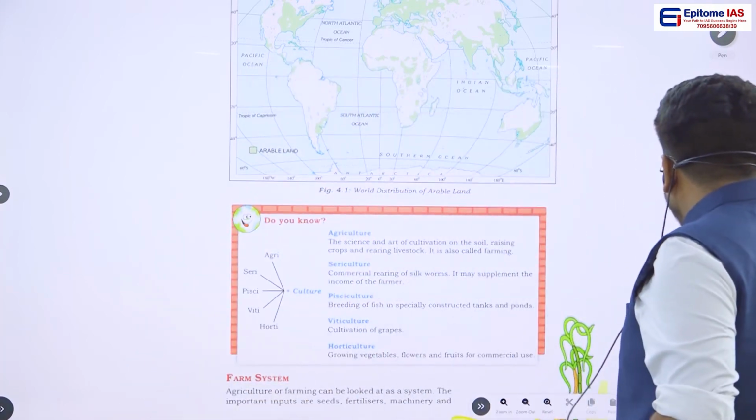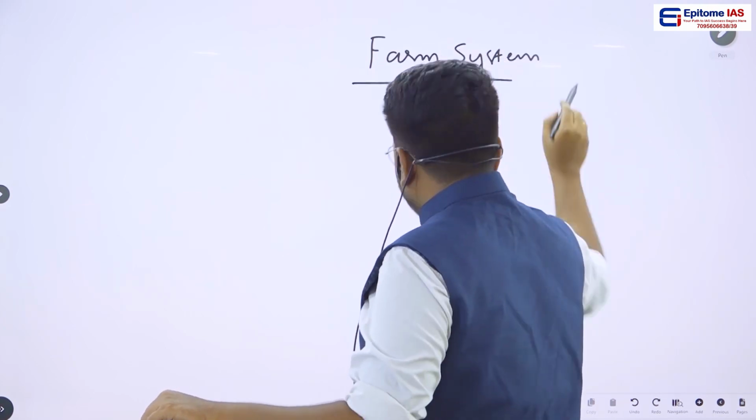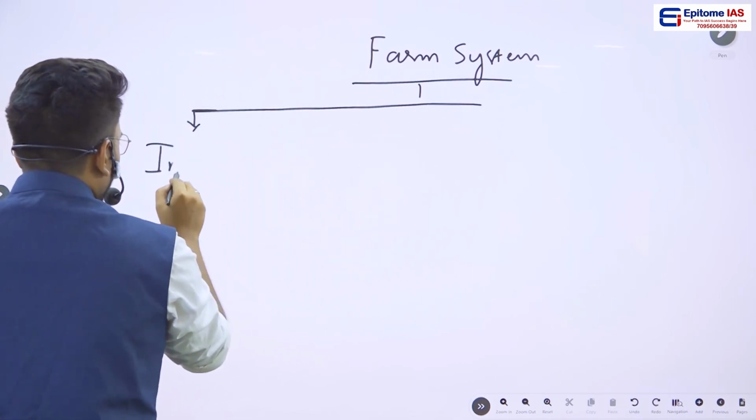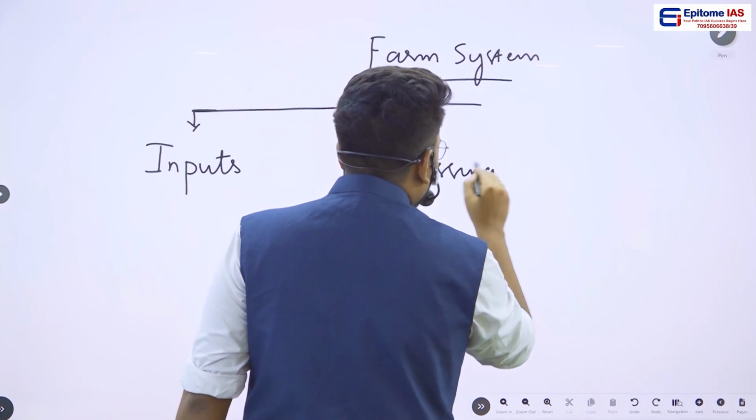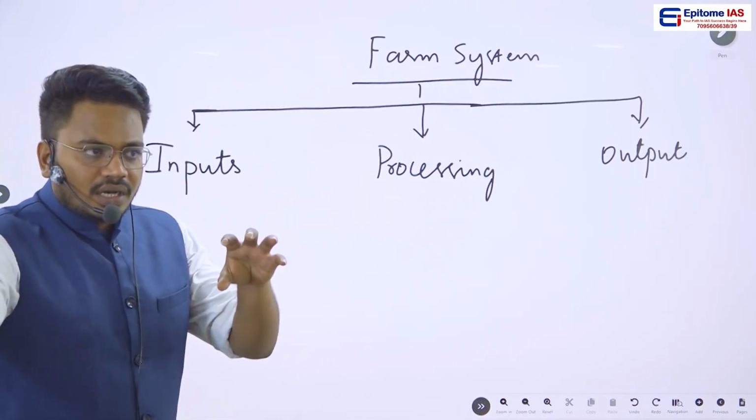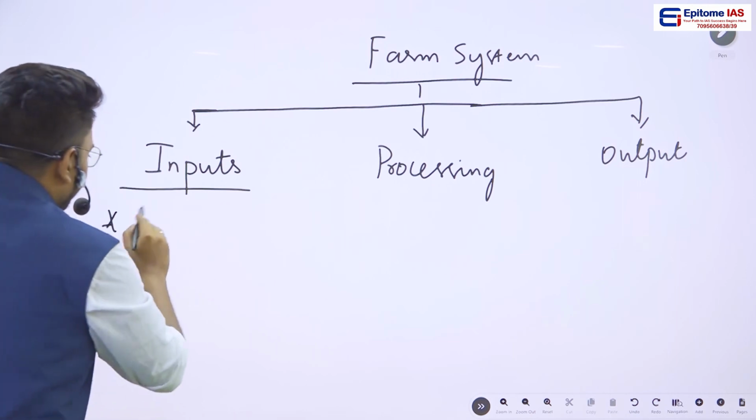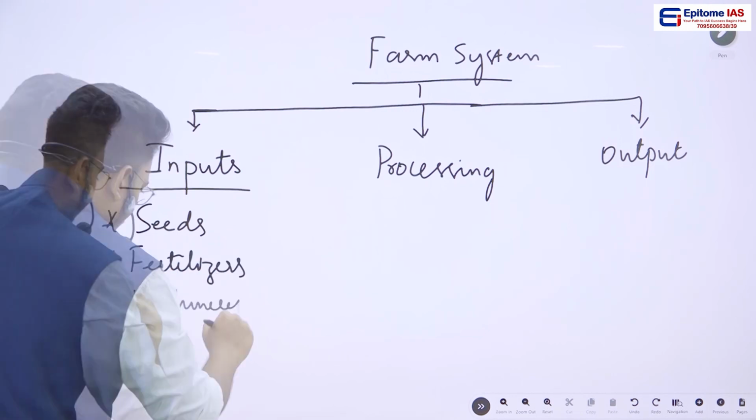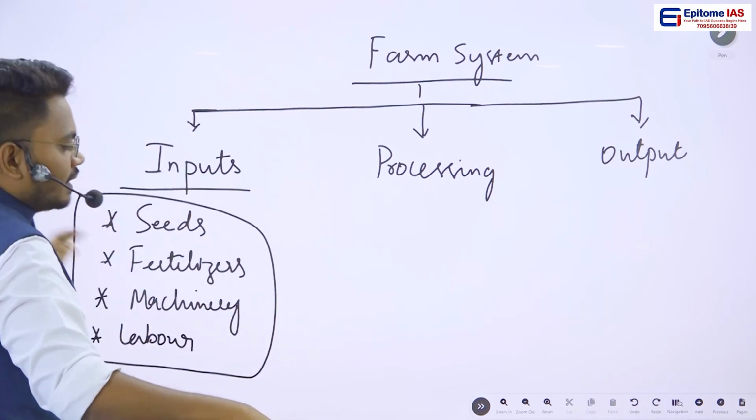Now, what are the steps involved in a farm system? In a farm system, you can see three things. First one, inputs. Second one, processing. Then third one is output. So in inputs, what are the activities? First of all, in inputs we can say seeds, fertilizers, then machinery and labor. These are the inputs that are needed for cultivation, that are needed for farming.